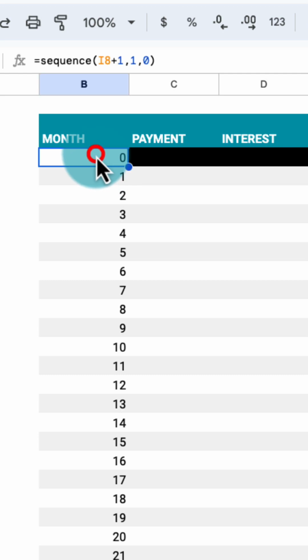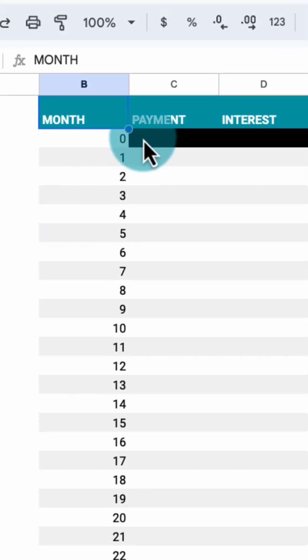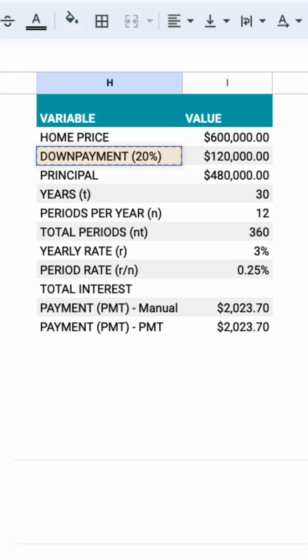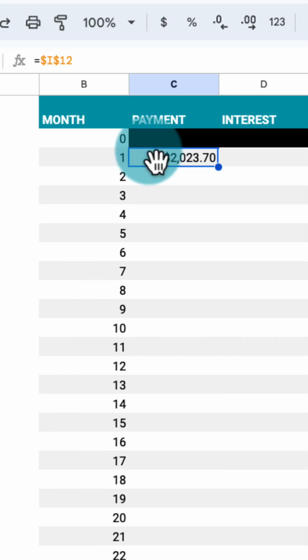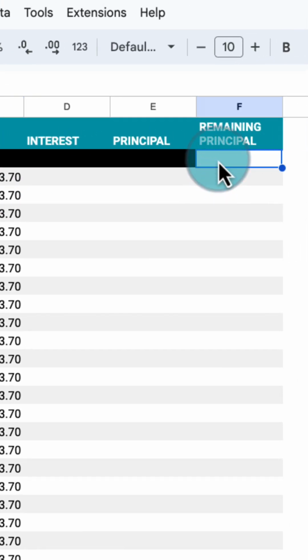On the table on the left, we have all the months from 0 to 360. And now we're going to calculate our payment, which is the value of $2,023 that is going to be fixed month over month. So we're going to make this an absolute reference, and we're going to copy this all the way down. Let's calculate our remaining principal.